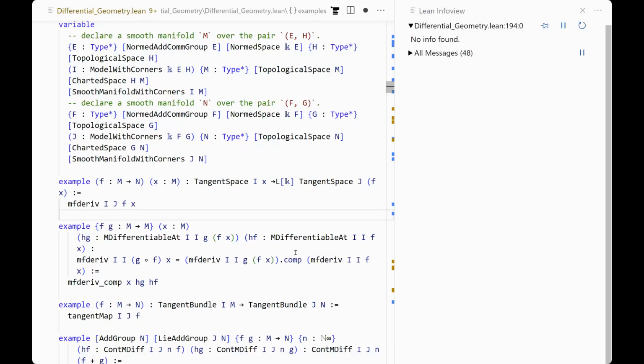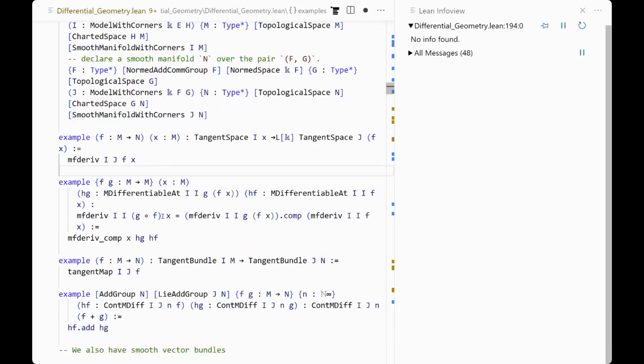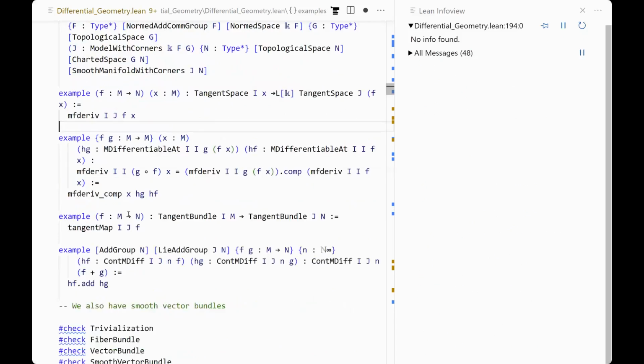Of course, if f is not smooth, then this mfderiv is just a junk value. So it only makes sense for smooth maps. But for example, if you assume that g and f are composable functions that are differentiable, then here's the chain rule, which says that the derivative of g composed with f at a point x is the composition of the two linear maps. And of course, a map also induces a map on the total spaces of the tangent spaces, or on the tangent bundle.